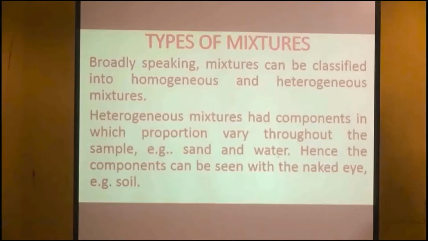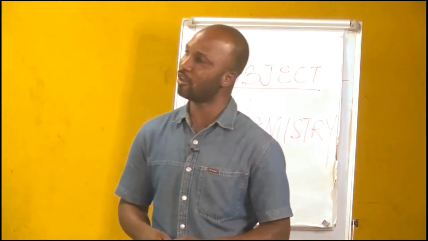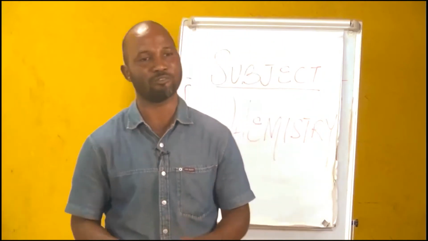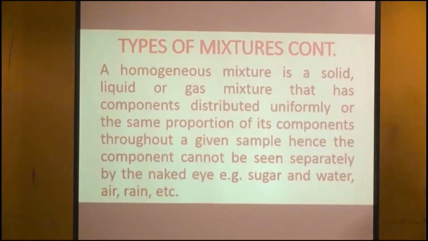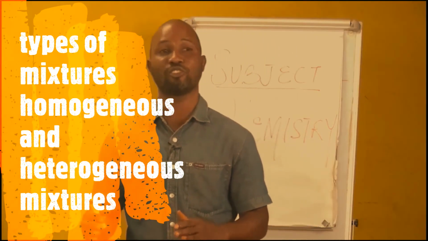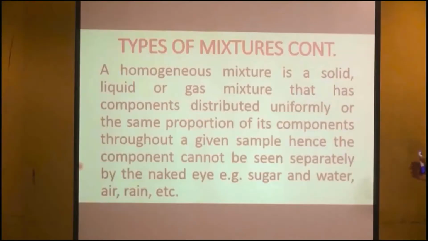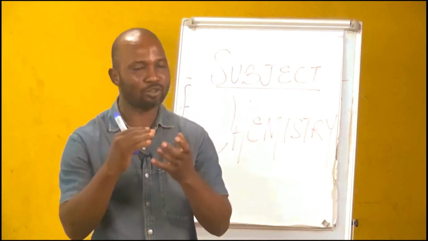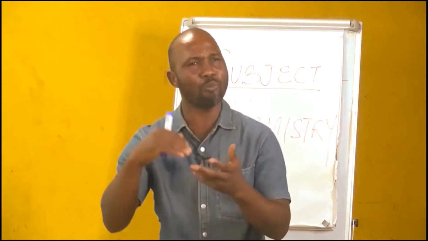So let's look at the types of mixtures. I'm sure that you are very conversant with the 2 types of mixture, homogeneous and heterogeneous mixture. Now, when you say a mixture is homogeneous or heterogeneous, homogeneous means that the components are evenly distributed in the mixture, such that your naked eye cannot separate the 2 or more components in the mixture.